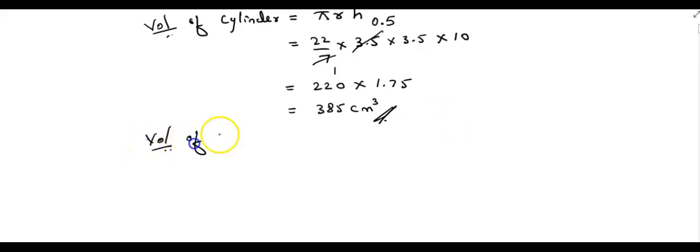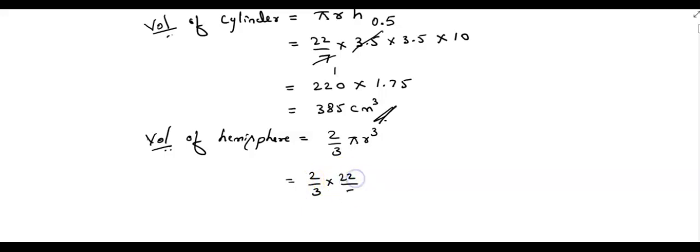Volume of hemisphere is equals to, what is the formula? 2 by 3 pi r cube. That's nothing but 2 by 3 into pi is 22 by 7 into r cube, 3.5 into 3.5 into 3.5. Okay. Now in which tables it goes? 7 ones are 7, 7 fives are 35, 0.5. Next in 3 tables it goes?